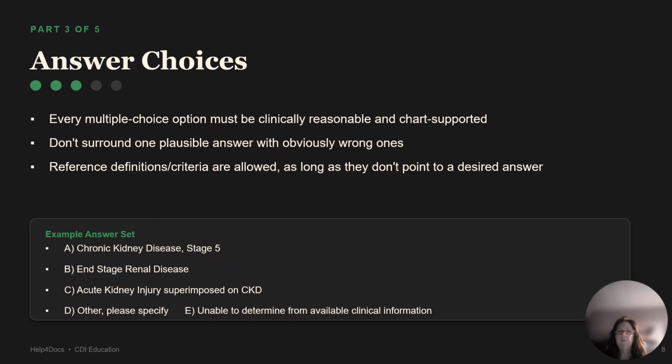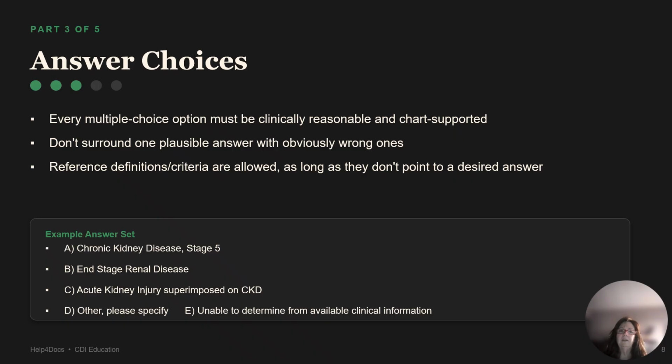So multiple choice format is an option, and if you're using a multiple choice format, every option needs to be clinically reasonable and supported by something in the record, not just the one diagnosis that you think is correct, surrounded by three that are obviously wrong options. That's not going to work. It's not a test question.